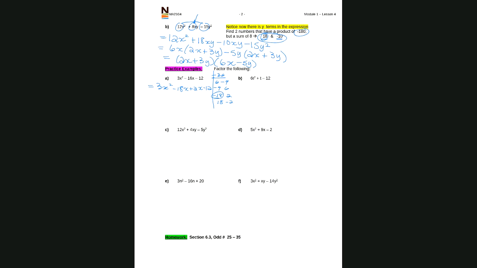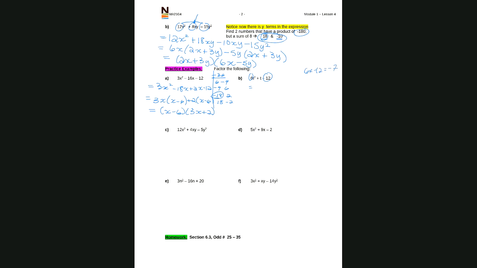Okay, common factor, first two terms, and common factor the last two terms. You want the bracket to be the same. Okay, so that's the answer for A. B, we are working with the variable t, but it's the same concept here.